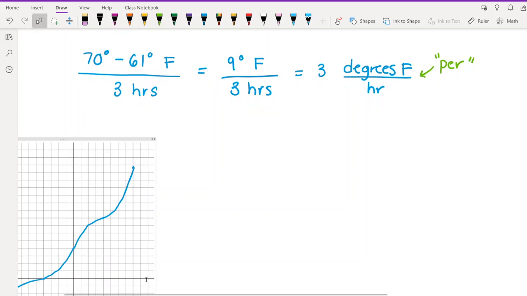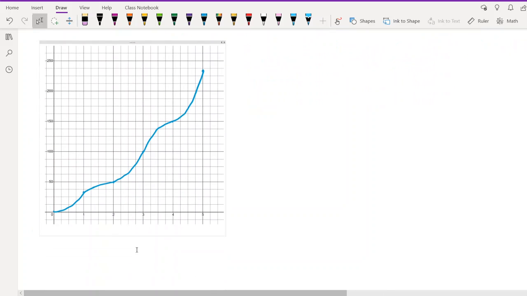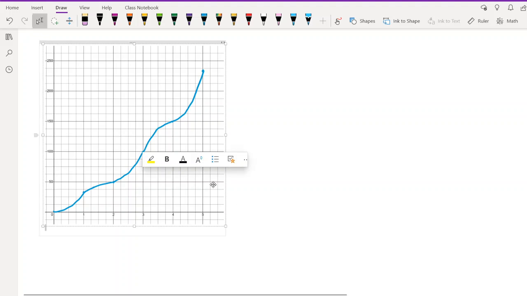Okay, let me just scooch this graph out of the way. I put it a little too high up. We'll be coming back to this in a moment.